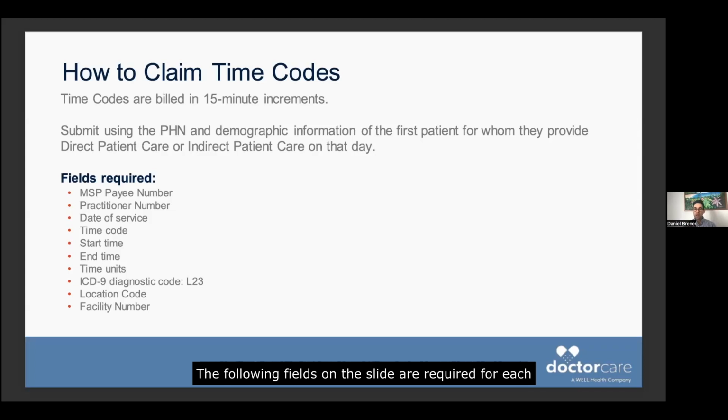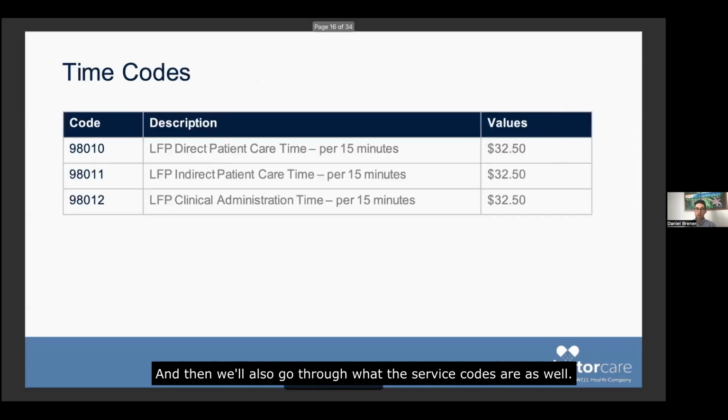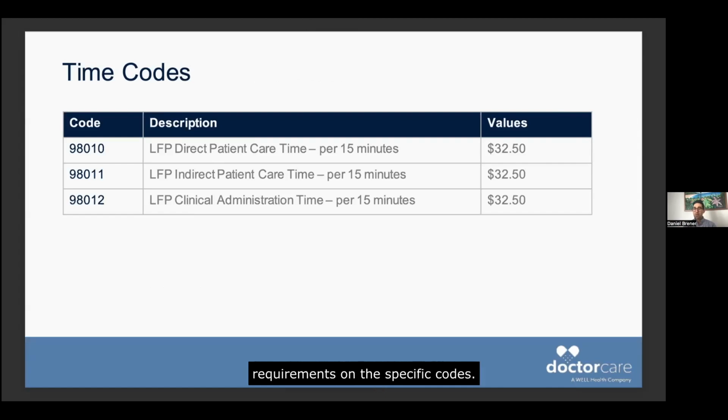The following fields on the slide are required for each time code submitted to Health Insurance BC. One thing to highlight here is the diagnostic code L23. That will always be the diagnostic code for time codes. We'll also go through what the service codes are. These are the three time codes that we've been speaking about: 98010, 98011, 98012. For details and requirements on the specific codes, as mentioned before, you can look through the LFP payment schedule, but we'll go through them at a higher level.